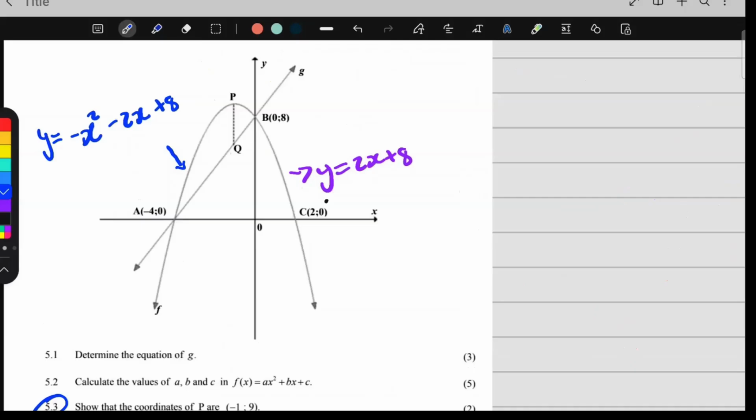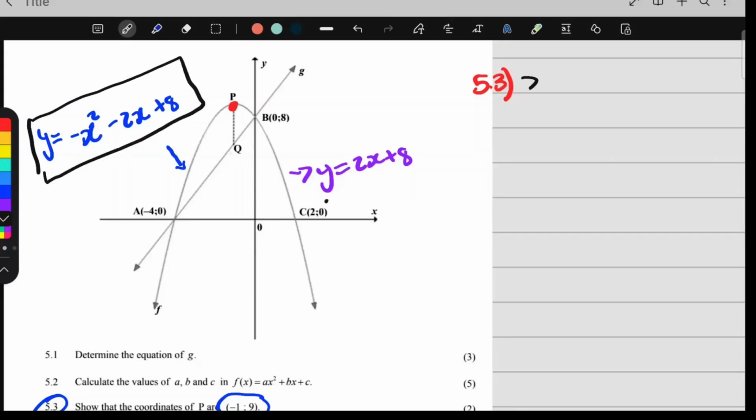The next question says 5.3. Show that the coordinates of P is negative 1 and 9. So you have to work out P over here. P refers to the turning point of the parabola. So we have to work out the turning point. To get the turning point of a parabola, when you have the equation in standard form, we use the formula x is equal to minus b over 2a.